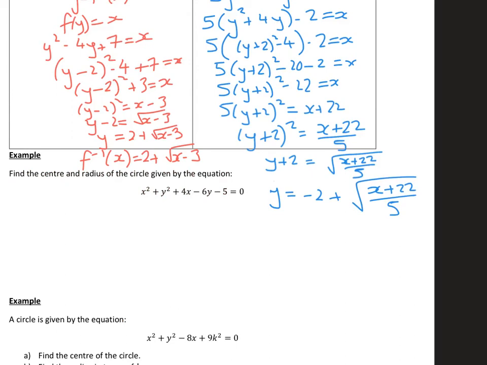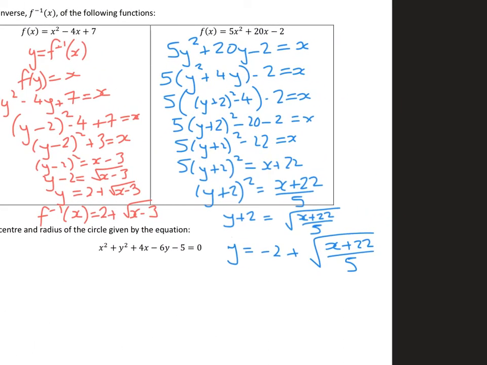Okay, so you should get for that one this working out here. Factorize out the 5, complete the square, expand by the 5, so that's where the minus 20 comes from. Minus 20 minus 2 is minus 22, and then rearrange. So plus 22, divide by 5, square root, minus 2. And then I should have changed that back to f minus 1 of x, which I haven't done yet, so let's quickly do that now. Okay.